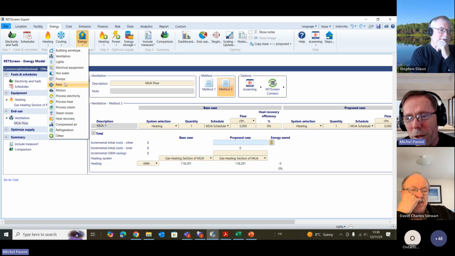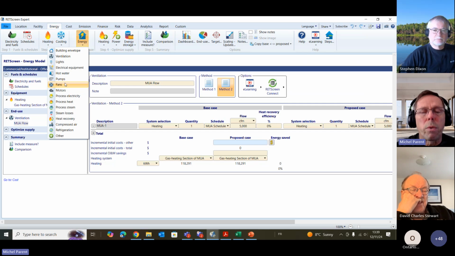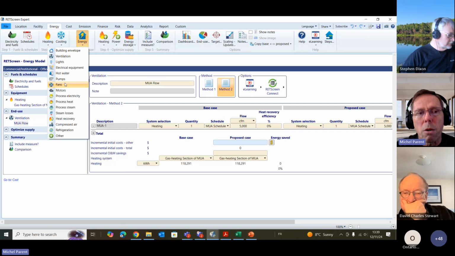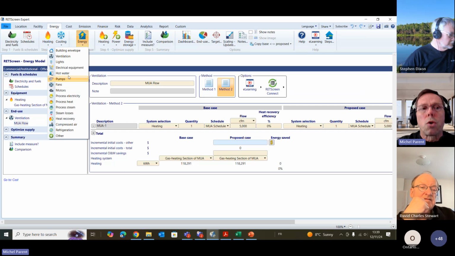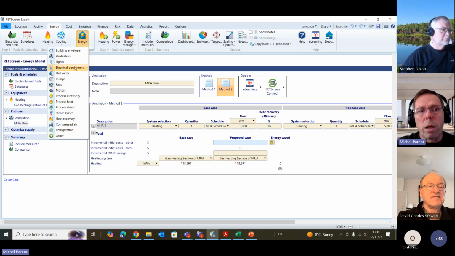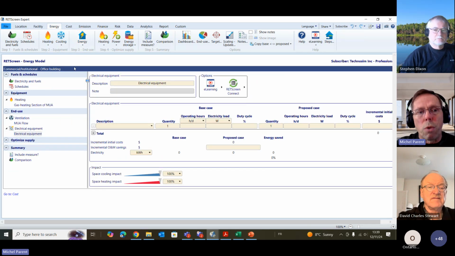So there's 3 ways really to do it. You could do it with fan. You could do it with motors. But it requires more information when you do it with fans. And very often when we do, especially when it's your first cut at the model, you don't have that information. All you know is the brake horsepower or just the horsepower of the motor. So the easiest way is to define an electrical equipment. And that's what we're going to do right now.